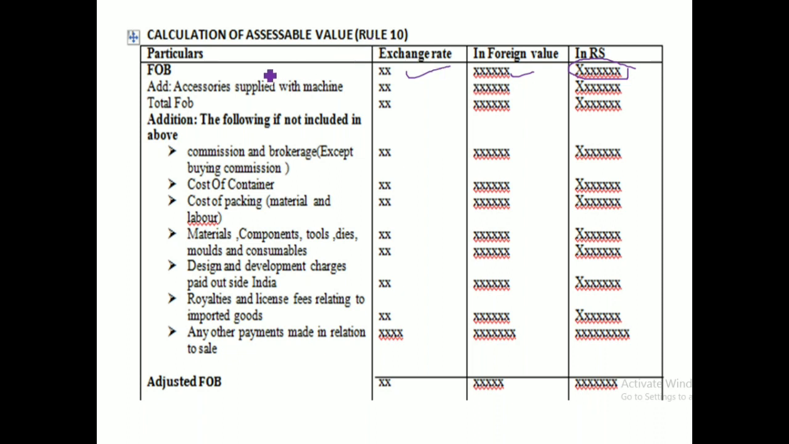Here, for the FOB value, if any accessories have been supplied, that is necessities or supportive things which are required for this machine. In our example, if we are importing a machine and any accessories have been supplied with this imported machinery, we need to add that here, because it is also a cost for the importer. So we will arrive at total FOB.